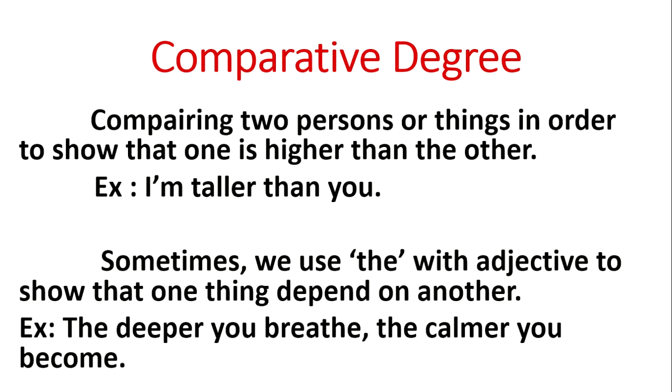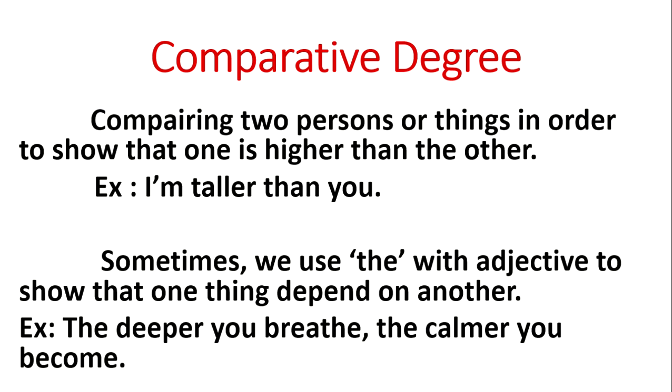Second one, comparative degree. Comparing two persons or things in order to show that one is higher than the other. So we are going to compare two persons or things in this degree. Why? Because we want to show that one is higher than the other one. That is the process of this comparative degree. Example, I am taller than you. So I have made a comparison between myself and you.